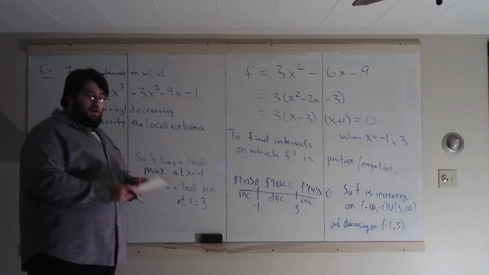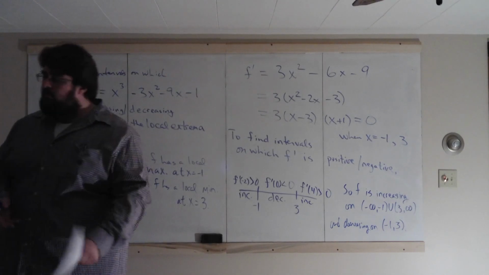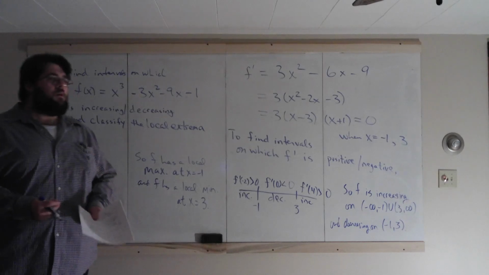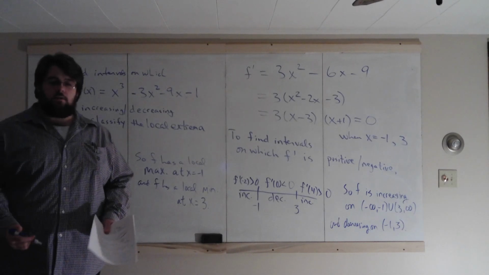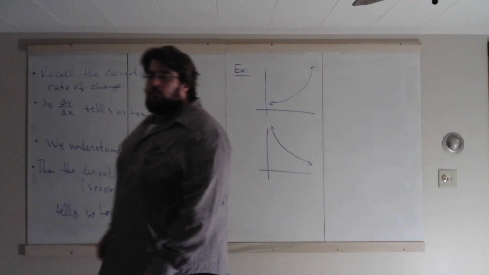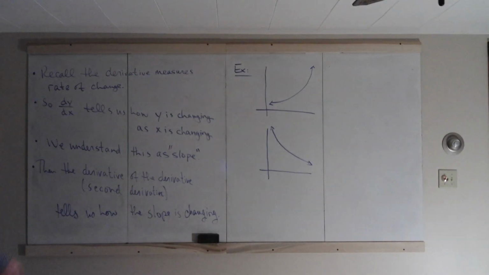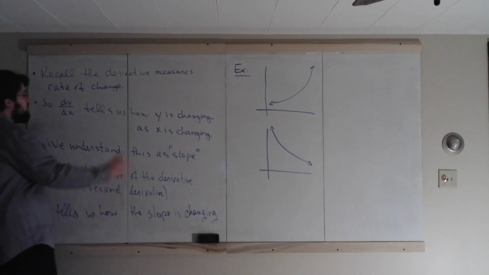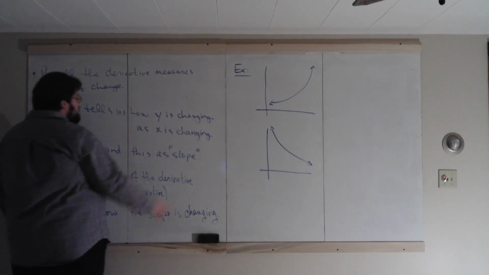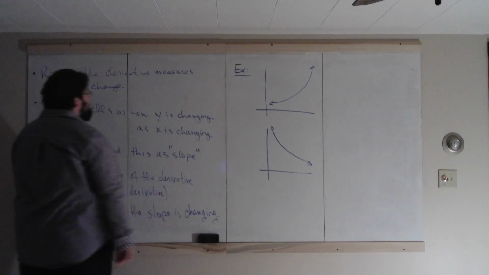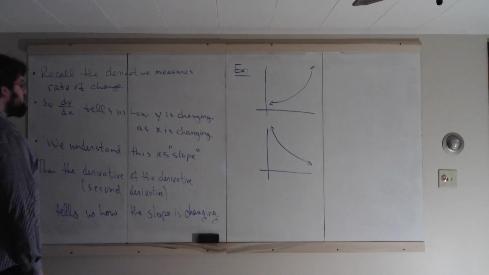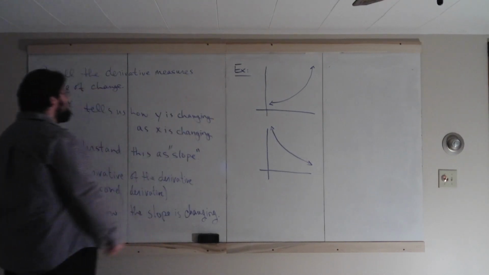So what have we done here? We have applied the mean value theorem to the first derivative. Well, we can also apply the mean value theorem to the second derivative. So let's recall a couple things about how we interpret the derivative. First, the derivative measures a rate of change. And the notation dy dx, one of the reasons it's useful is because it allows us to think of a derivative as representing how a quantity y is changing as x is changing.